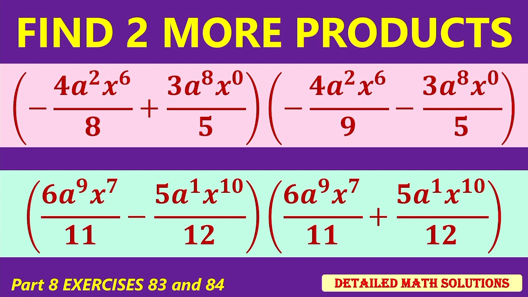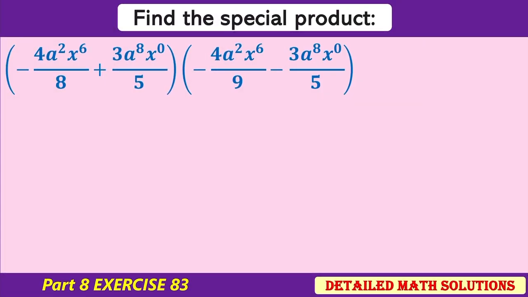Next, I'm going to find two more products displayed on the screen. For this exercise, the first term minus 4a squared x to the sixth power over 8 will correspond to the a in the formula, and the second term 3a to the 8th power x to the 0th power over 5 will correspond to the b in the formula.